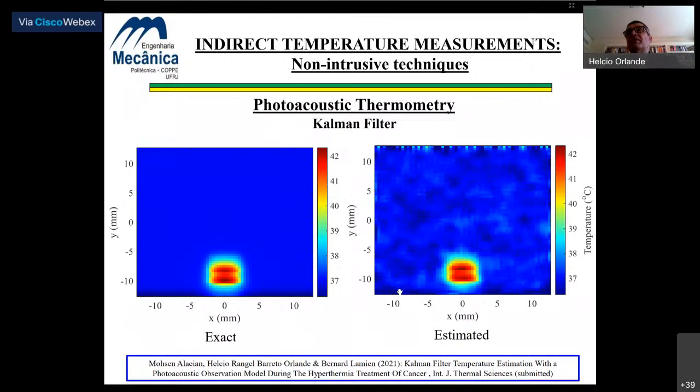And we notice in these figures that the effects of the non-uniform distribution of the nanoparticles inside the tumor, which were simulated in this case, could be quite well recovered. And this non-uniform distribution of the nanoparticles resulted in the non-uniform heating of the tumor.